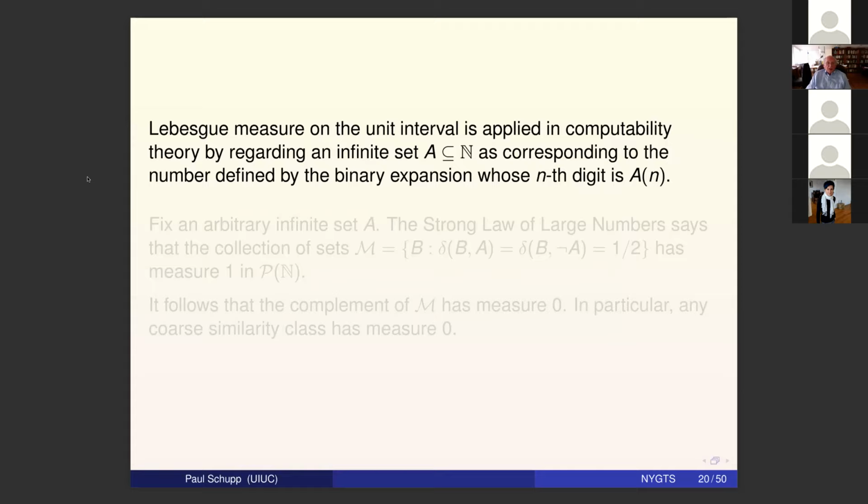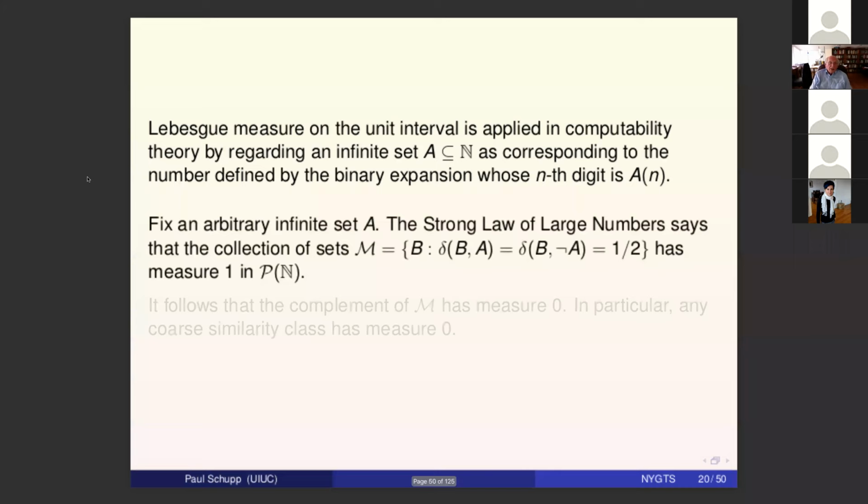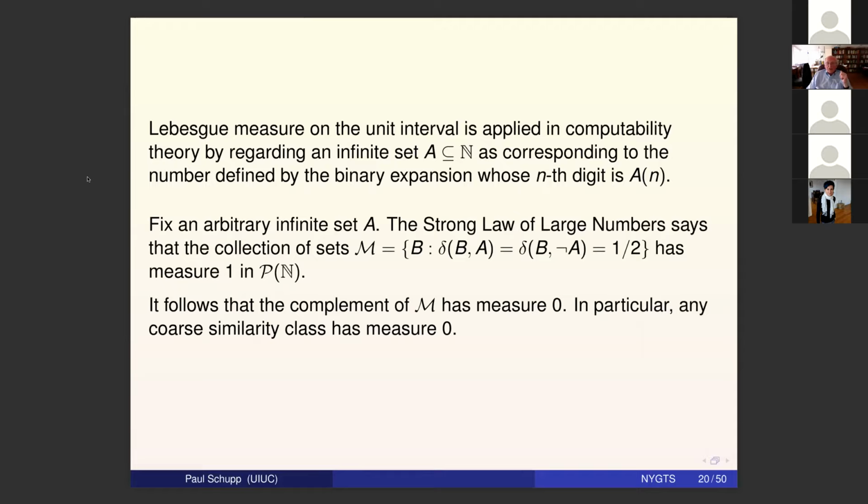In computability theory, Lebesgue measure on the unit interval is often applied. You regard an infinite set A as corresponding to the number B0, B1, and so on, defined by the binary expansion whose nth digit B sub n is the characteristic function of A at n. So it's either 0 or 1, depending on whether or not n is in A. Let's fix an arbitrary set A. The strong law of large numbers says that if we take this collection of sets M, such that the distance from B to A is a half, which is the same as the distance from B to the complement of A, this has measure 1 on subsets of N. So in particular, since the complement of M has measure 0, any coarse similarity class must have measure 0.